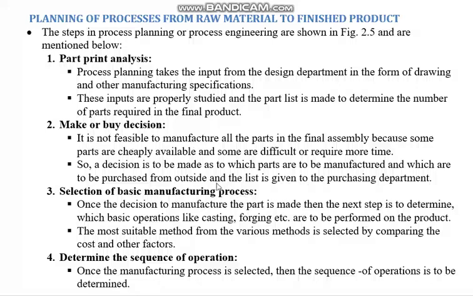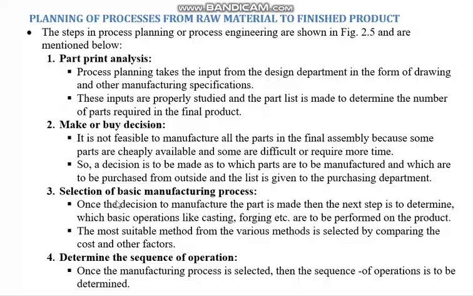If you decided some of the things are to be bought, whatever is to be bought, you have to make a list and submit it to the purchase department and ask them to procure. This is the part that we want to procure from outside, and these are the number of parts that we want. Then they will purchase and give you. So that is the second step in process planning.